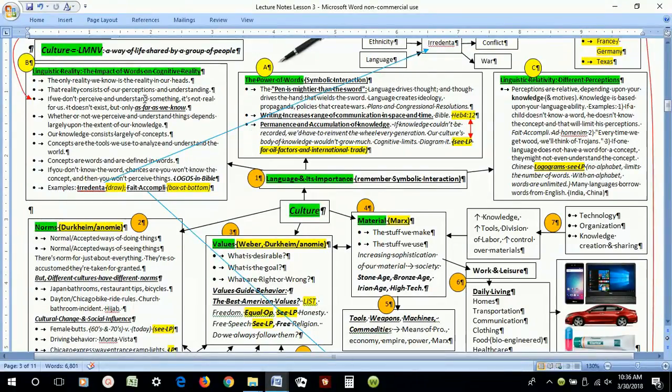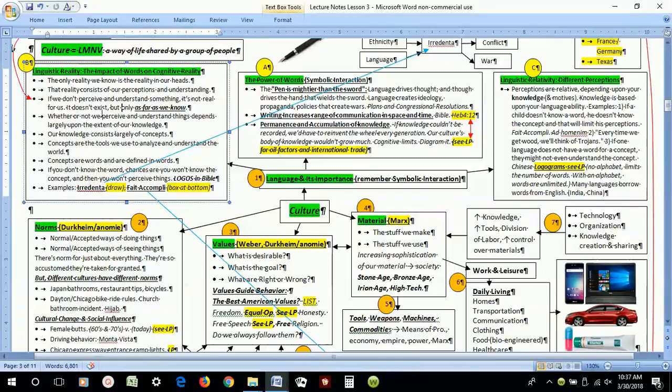All right, the next factor for language is linguistic reality: the impact of words on cognitive reality, which is the only reality you know. The only reality we know is a reality in our heads. That's cognitive reality. That reality consists of our perceptions and understanding. If we don't perceive and understand something, it's not real for us, even though it could be right in front of our face. It has great impact upon us, but if we don't see it, it doesn't exist, but only as far as we know.